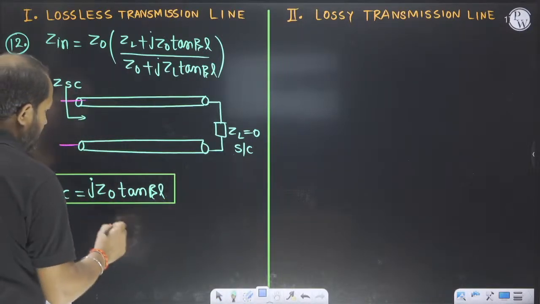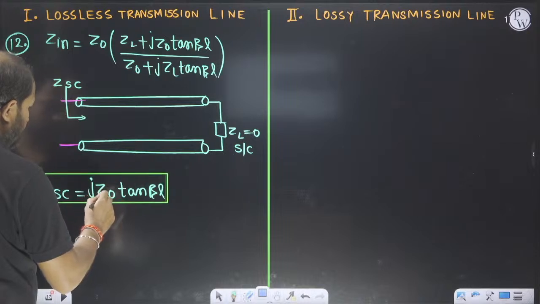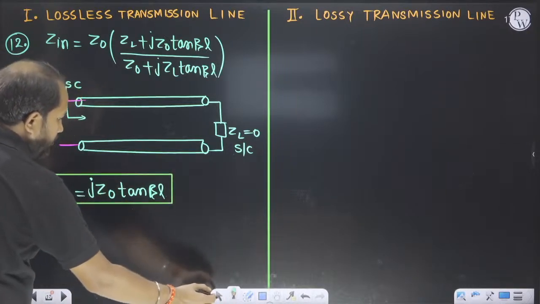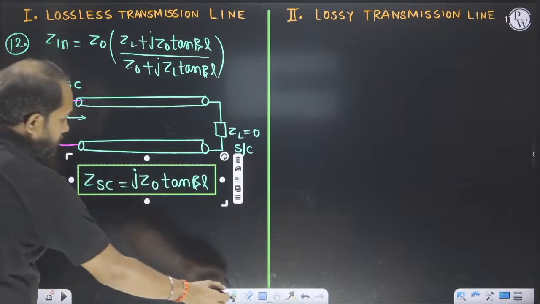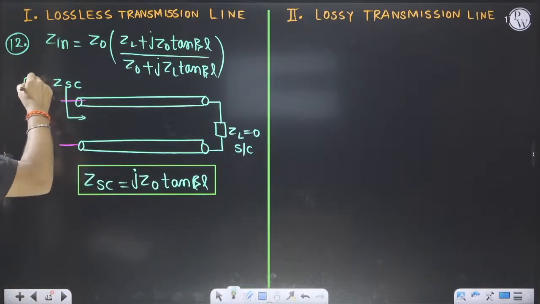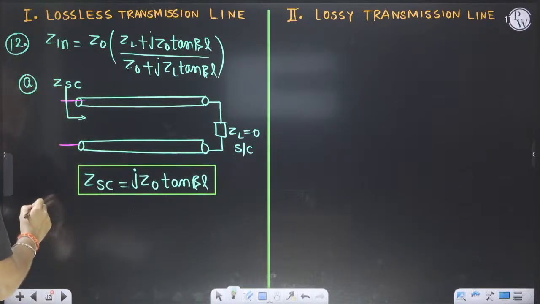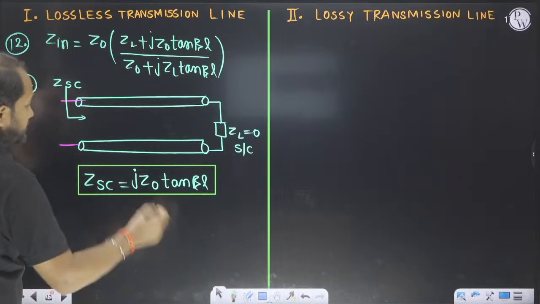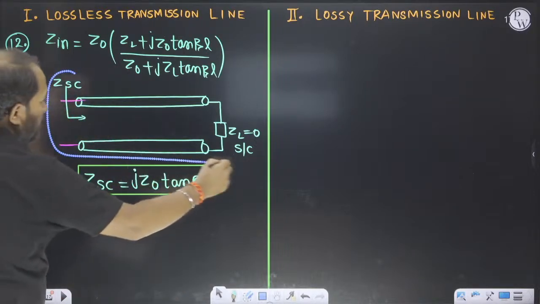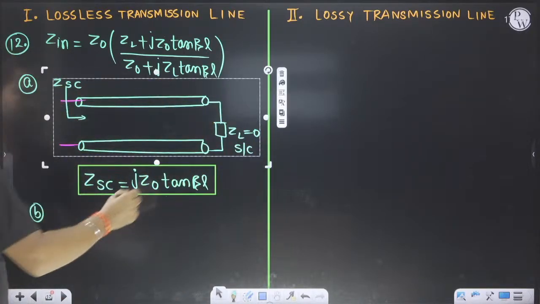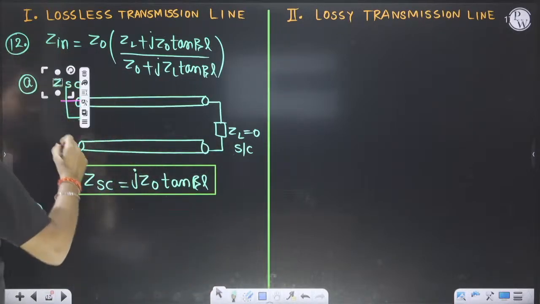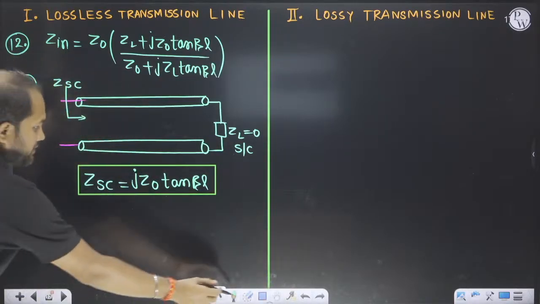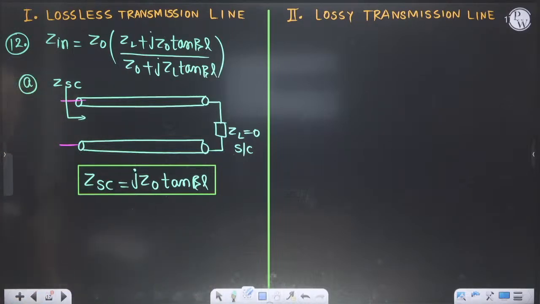This is short circuit impedance. So you will put ZL is equal to 0 in equation 1, you will get short circuit impedance. And second thing is if ZL is equal to infinite, what will happen? If ZL is equal to infinite, there is something happened. I will discuss in the next page. If ZL is equal to infinite, then what will happen?